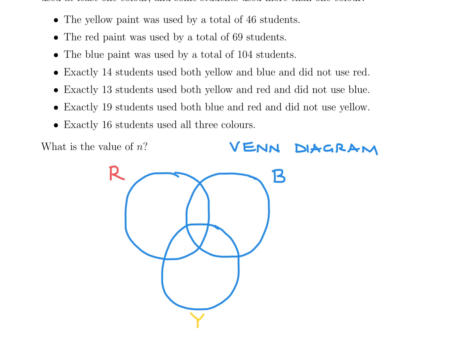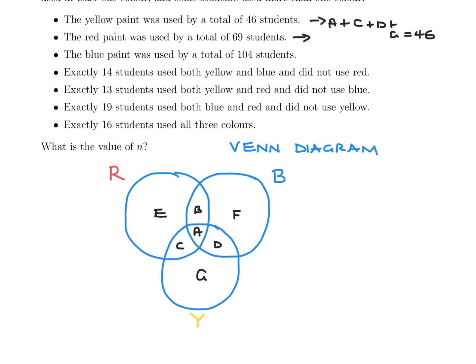Okay, I'm going to have to put in some letters here. I don't know the values, so I'll just put in A, B, C, D, E, F, and G. Now we will interpret these. The yellow paint was used by a total of 46 students. So everybody in that yellow circle would be 46. That's A plus C plus D plus G, and that's 46. So that's the interpretation of that point.